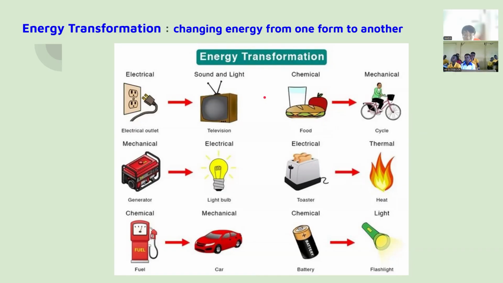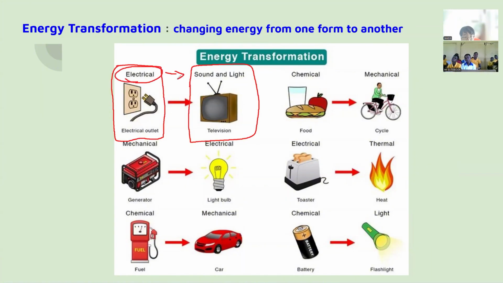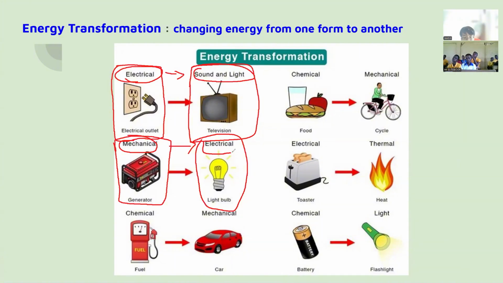So let's look at some examples here. If you have an electrical outlet, just the electrical energy, you can connect it to things like your computer charger, or a TV, or anything. Let's say a light bulb too, it changes from electrical energy to sound and light energy. That's one transformation. You can also use a generator to transform mechanical energy into electrical energy for a light bulb, for example.